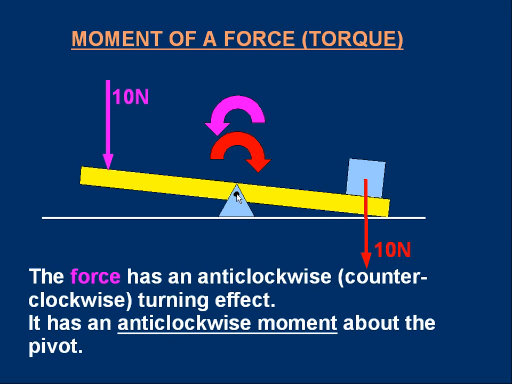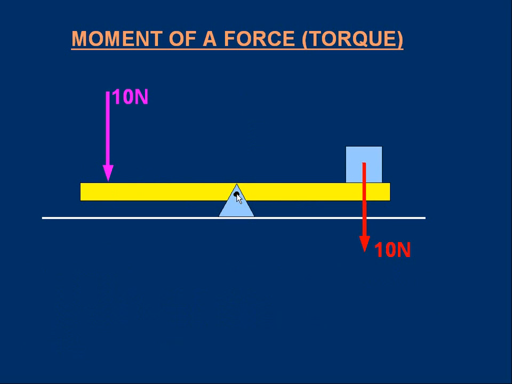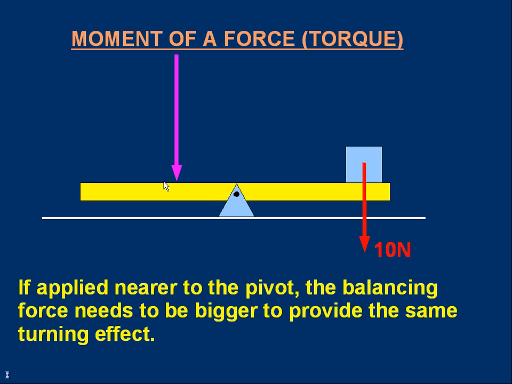So, to get back to our horizontal balanced equilibrium state, of course, I could achieve that by pressing at a different point on the left of the seesaw. I could press a bit nearer to the fulcrum. If I did that, would I need a bigger or smaller force, do you think? I hope you know from your experience that if you press nearer to the fulcrum, nearer to the pivot, you would need a bigger force than 10 newtons to balance it. So if applied nearer to the pivot, the balancing force needs to be bigger to provide the same turning effect, the same moment.